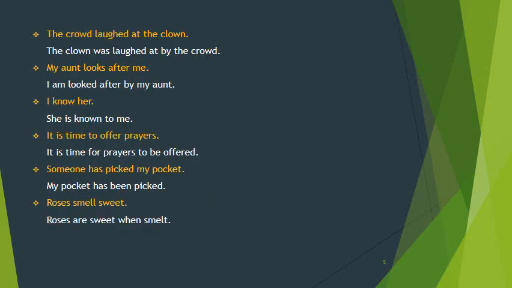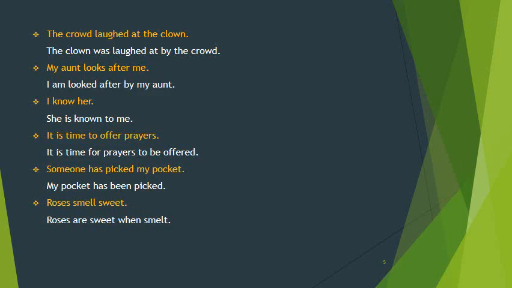Some verbs take prepositions after them while changing the voice. The preposition should be retained. For example, the crowd laughed at the clown. The clown was laughed at by the crowd. My aunt looks after me. I am looked after by my aunt.